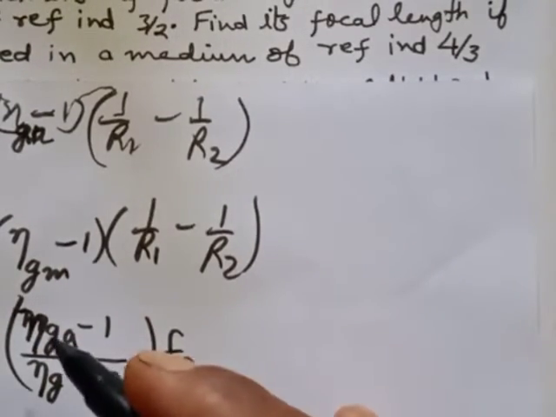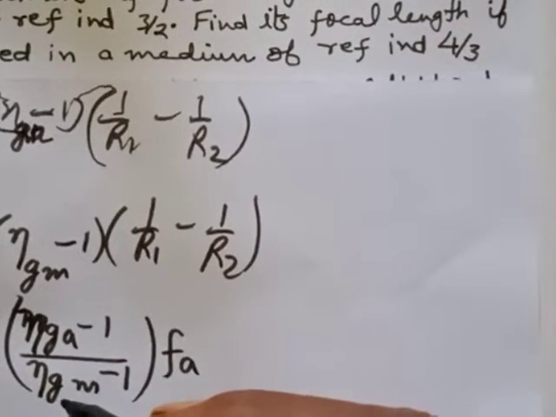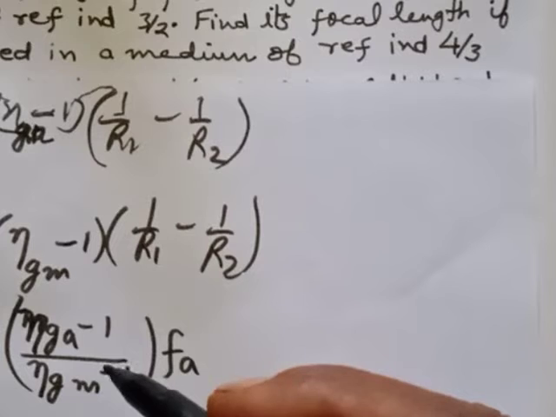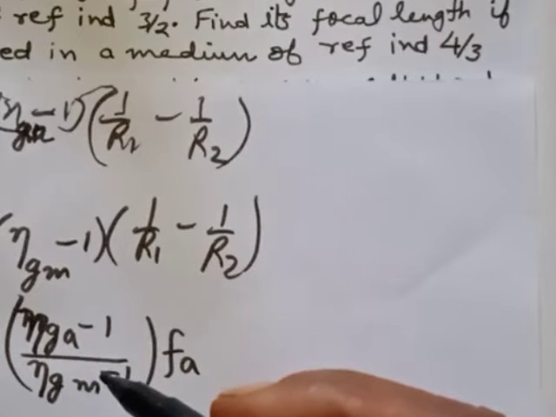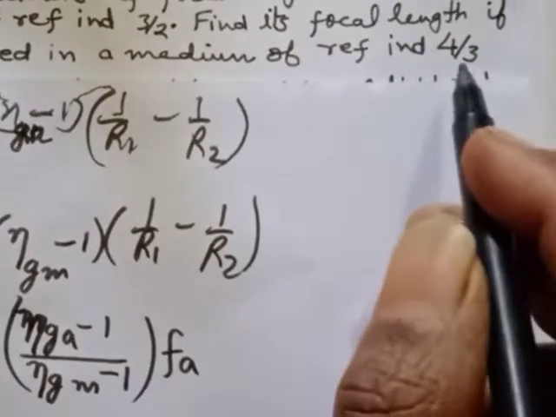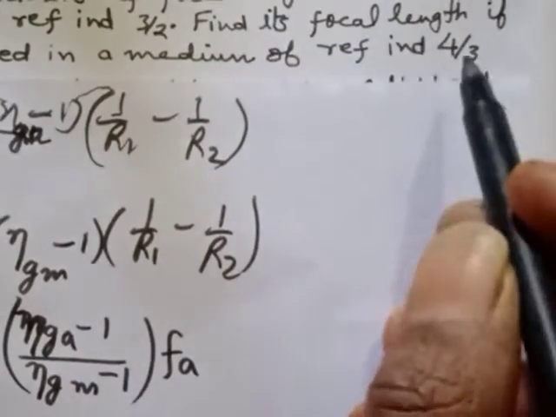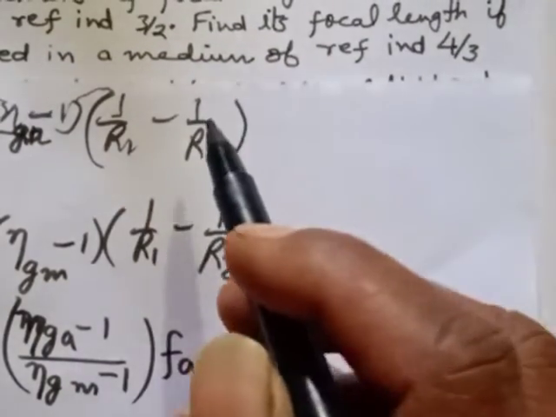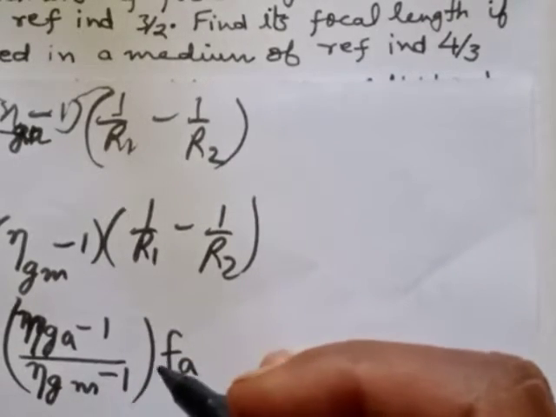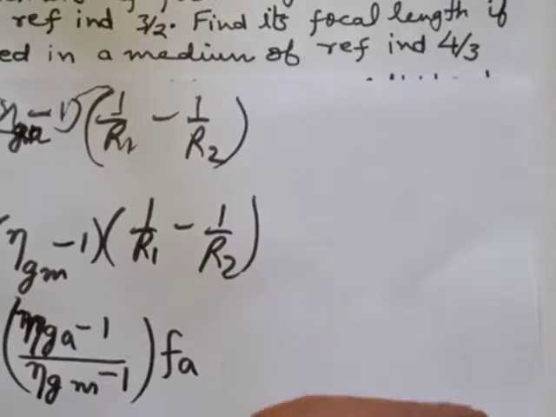And now we know eta ga is 3/2, but we don't know eta gm. This is the key point of this type of question, when the lens is placed in any medium other than air. In that case, don't take this directly in the formula. Instead, do one thing. First find this eta g with respect to m. So we can do this work here.